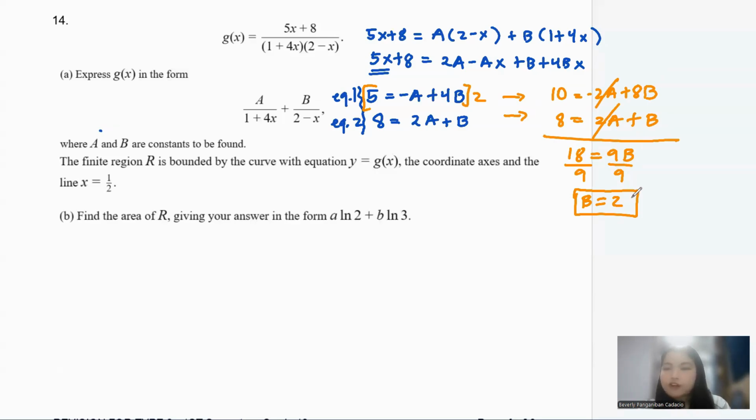And then for my b is equal to 2, you just need to put it in any equation that you want. So basically, I have 5 is equal to negative a. I will put it in the first equation. 4 times 2 will be 8. Therefore, with your 8, you will have negative 3 here. Negative a, divide both sides by negative 1. Your a will be positive 3.